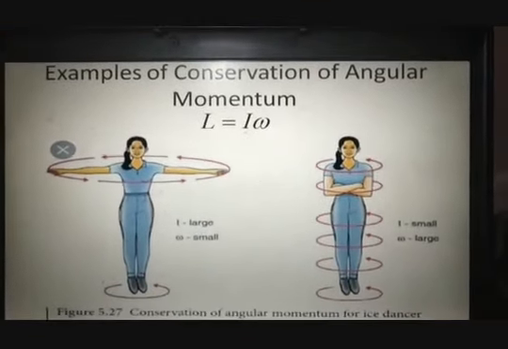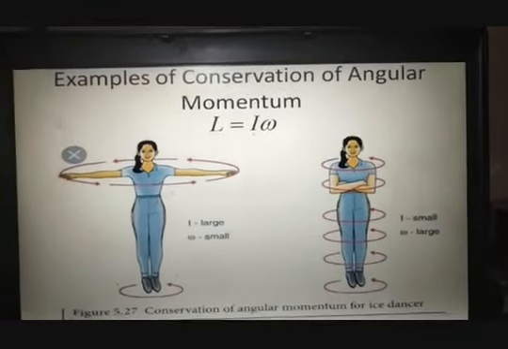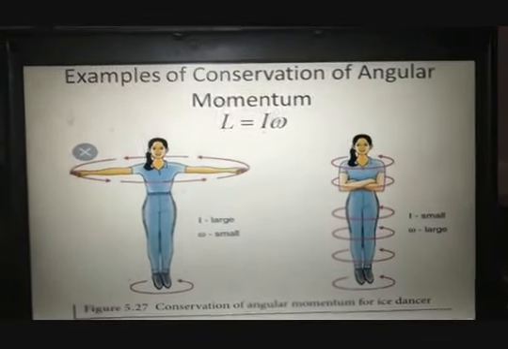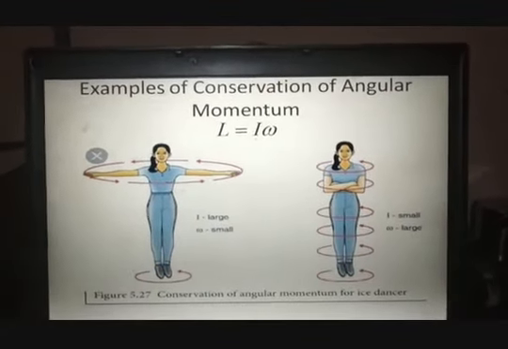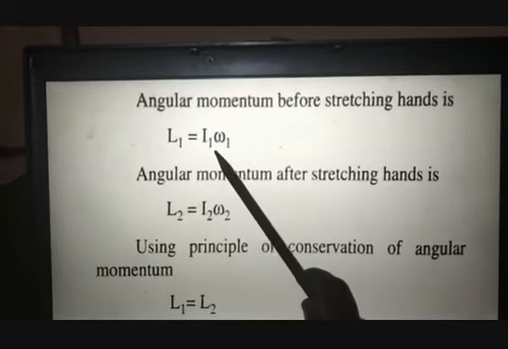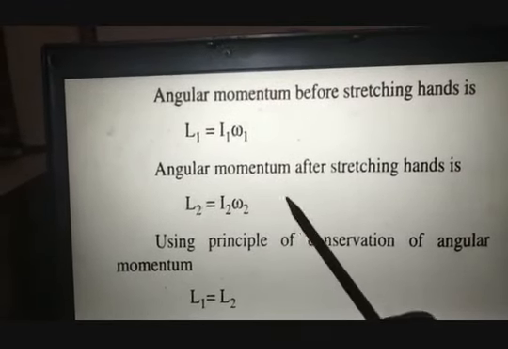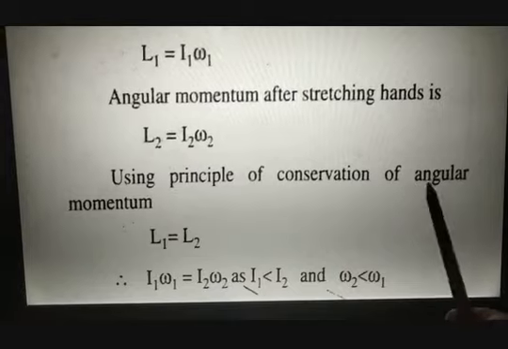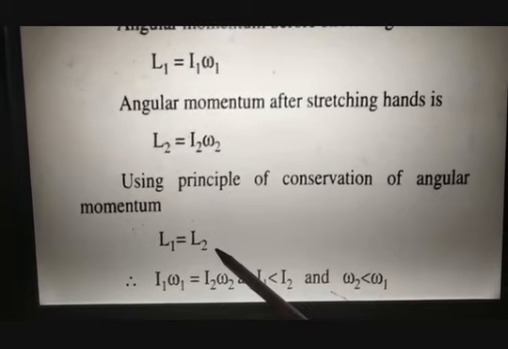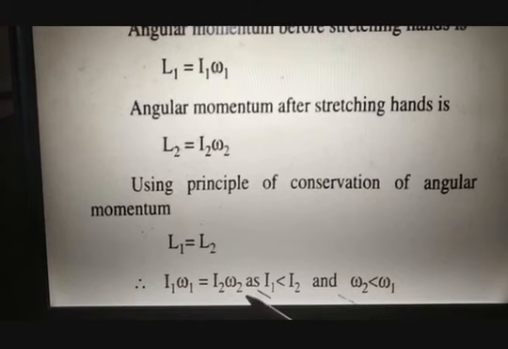So this is an example: ice skaters, ballet dancers, or acrobats use this concept of angular momentum, or moment of inertia, to increase or decrease their speed. Now see here, angular momentum before stretching hands will be L1 is equal to I1 omega 1. After stretching it will be L2 is equal to I2 omega 2. Now if you use the principle of conservation of angular momentum, how can you write it? L1 is equal to L2, that is I1 omega 1 is equal to I2 omega 2.